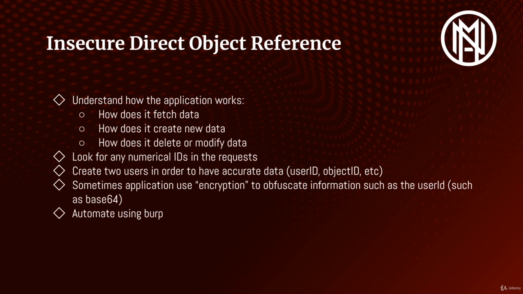Sometimes the application may use some sort of encryption in order to hide the user ID, so it's not easily guessable. This could be base64 or something more complicated. But at the end of the day, there are always ways around it, and we'll talk about that in a little bit. You can also automate this using Burp. There are a ton of good add-ons and extensions you can install on Burp that automate it, but I personally like to do these manually because it helps me understand the application and makes sure that I'm not missing any endpoints or messing it up in any way.